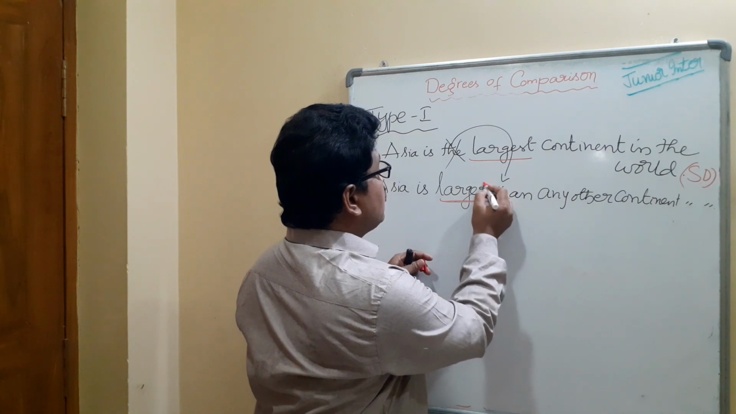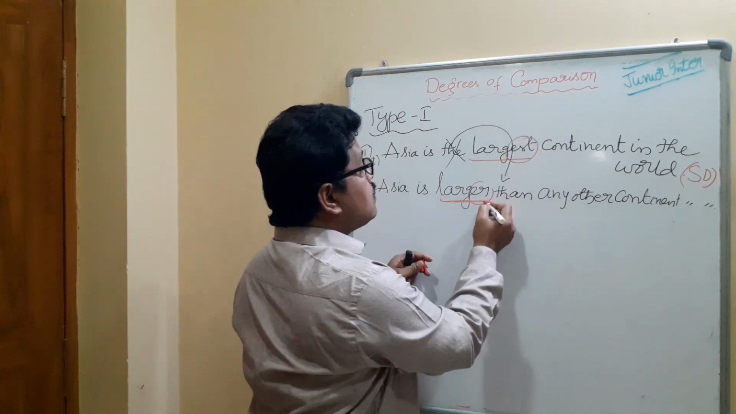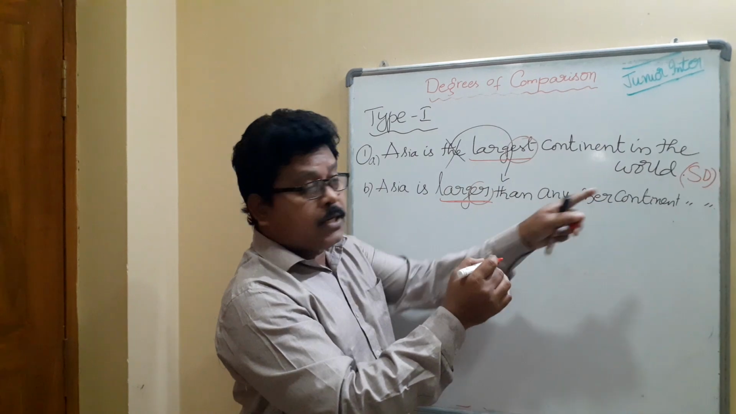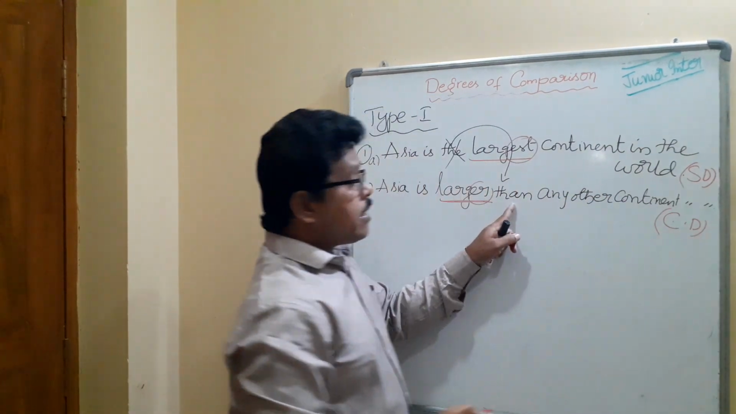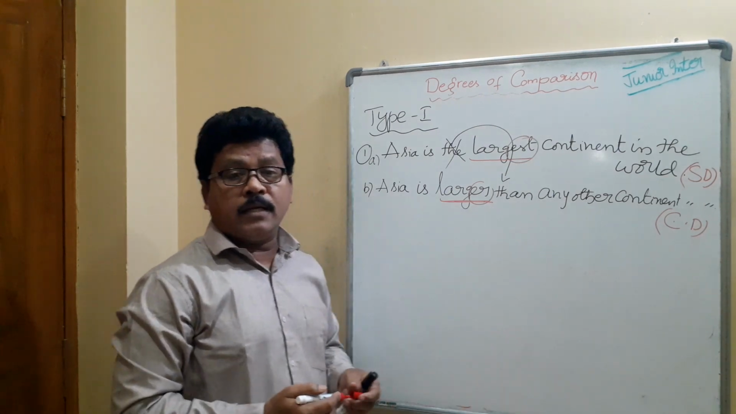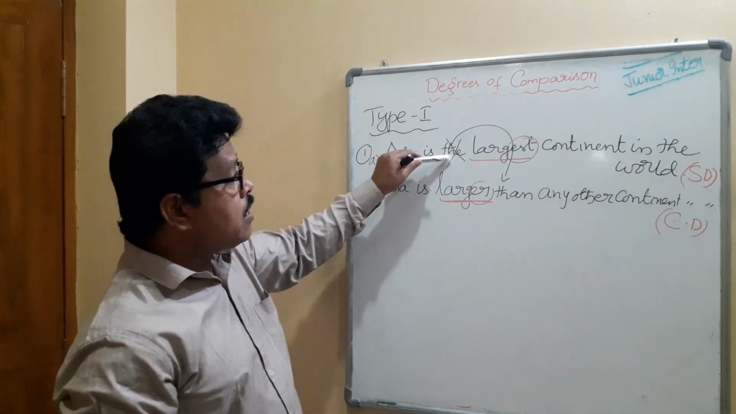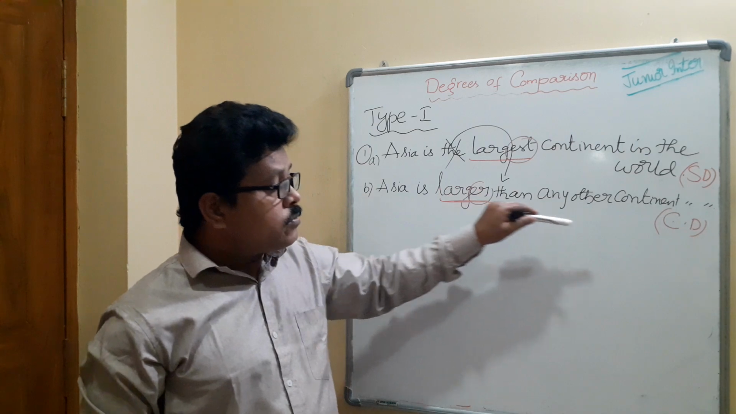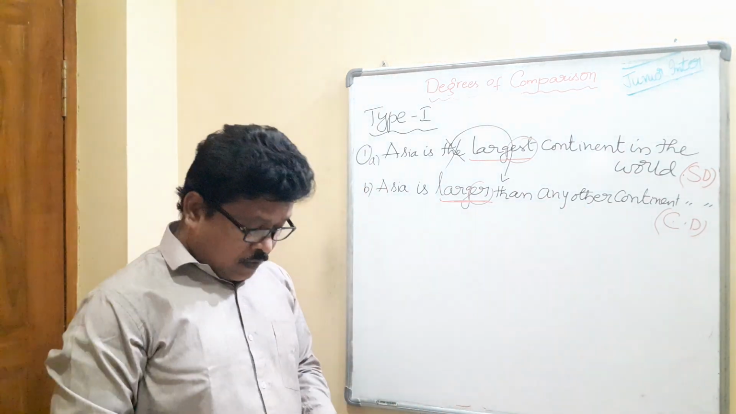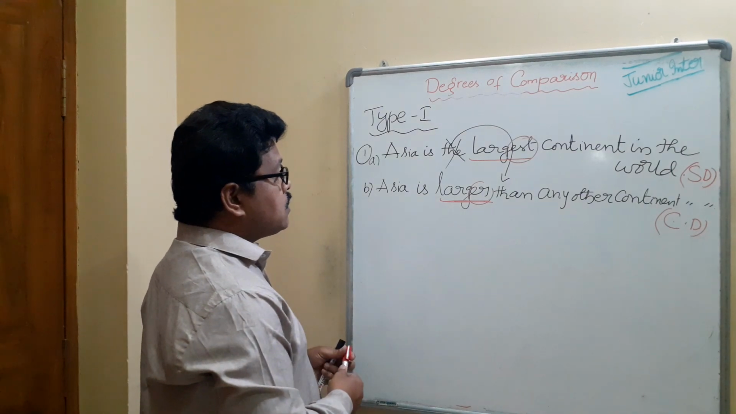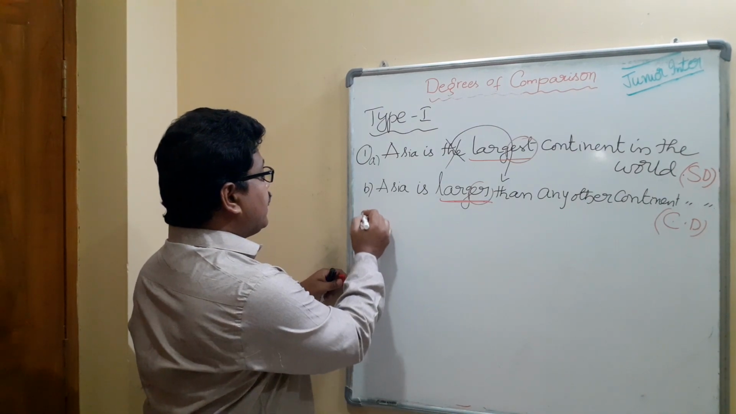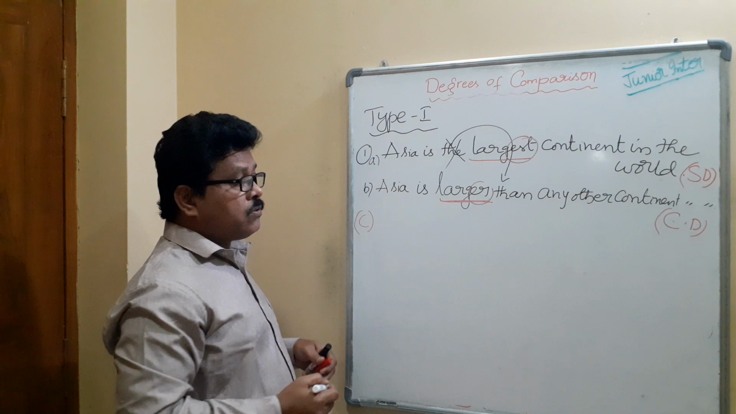Larger. This is ER, this is EST, this is ER. EST means superlative, ER means comparative degree. The comes only in superlative degree, than comes only in comparative degree. Now the last one, positive degree. How to write the positive degree?